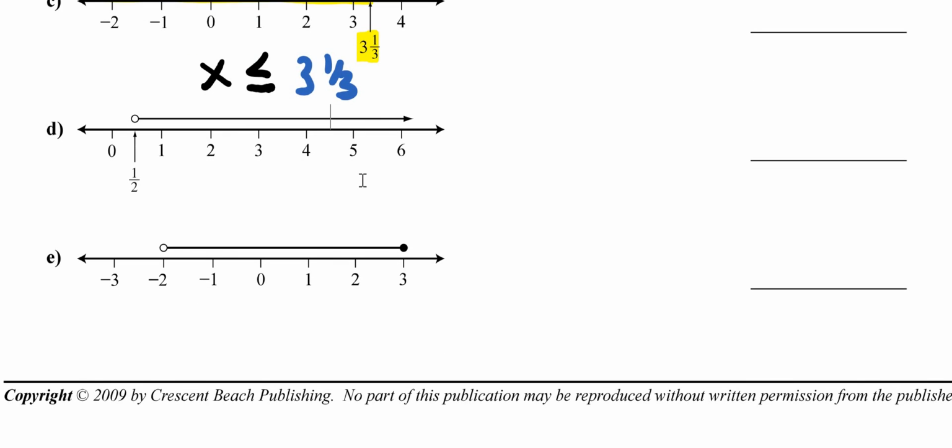And moving on to letter D now. It seems that we're starting at a half here, and we're shading to the right hand side, and there's an open circle there, right? So this is going to be a greater than inequality. So x is greater than 1/2.